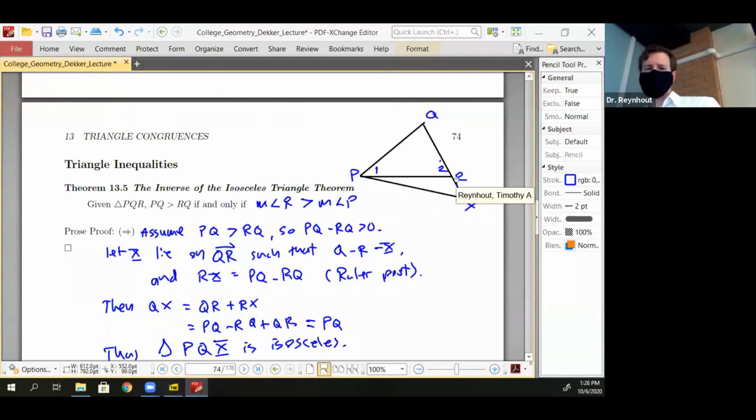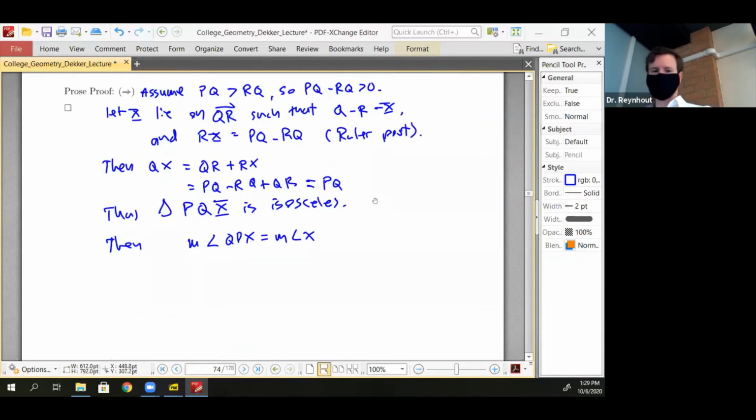And we can conclude that the measure of angle 2 is larger than the measure of angle X because of the exterior angle theorem. All right, and then we can also say that the measure of angle 1 is less than the measure of angle QPX because of the interior angle-interior inequality. Okay, so to say those again, the measure of angle 2 is greater than the measure of angle X, and the measure of angle 1 is less than the measure of angle QPX.